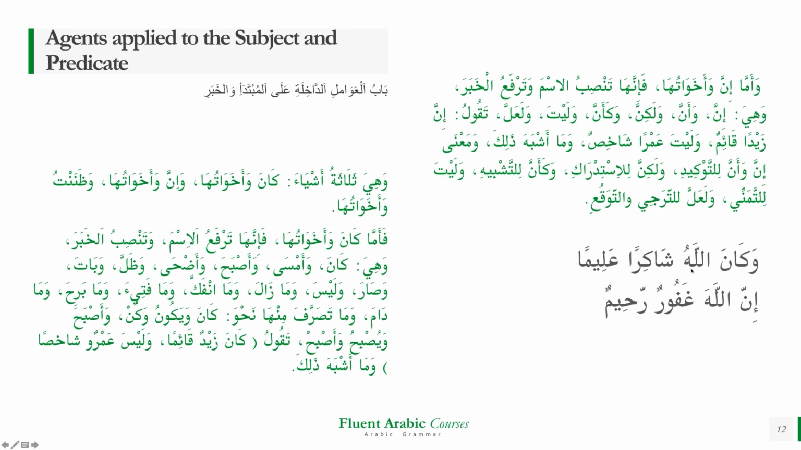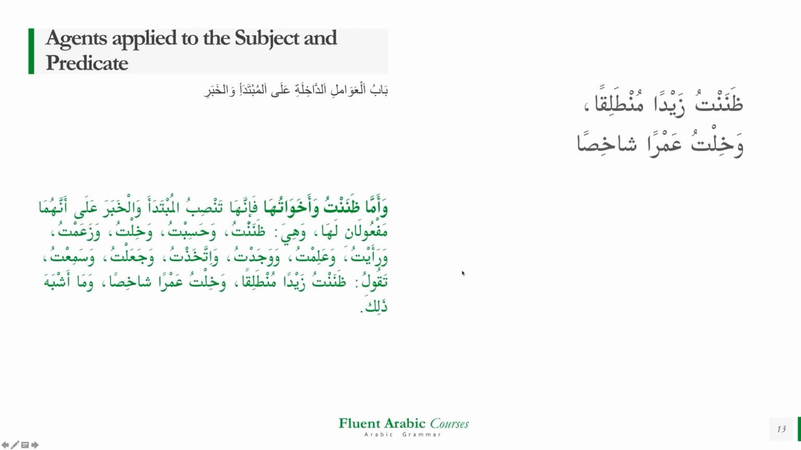So kana, Allah is the ism of kana, and shakiran is the first khabar of kana, and aliman is the second khabar of kana. Inna Allaha ghafurun rahim. So this sentence is similar but with inna. So the ism of inna takes nasab and the two khabars of inna take the state of rafa.